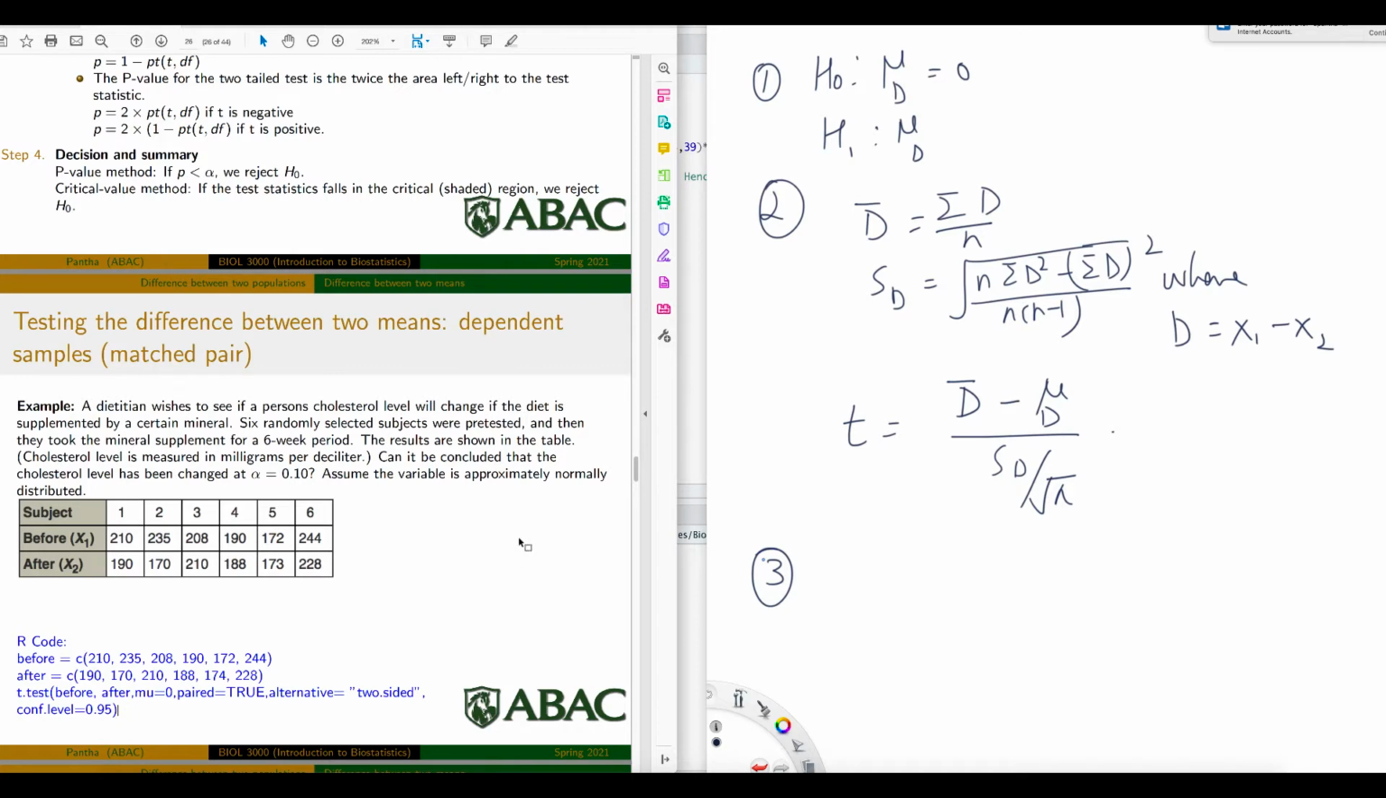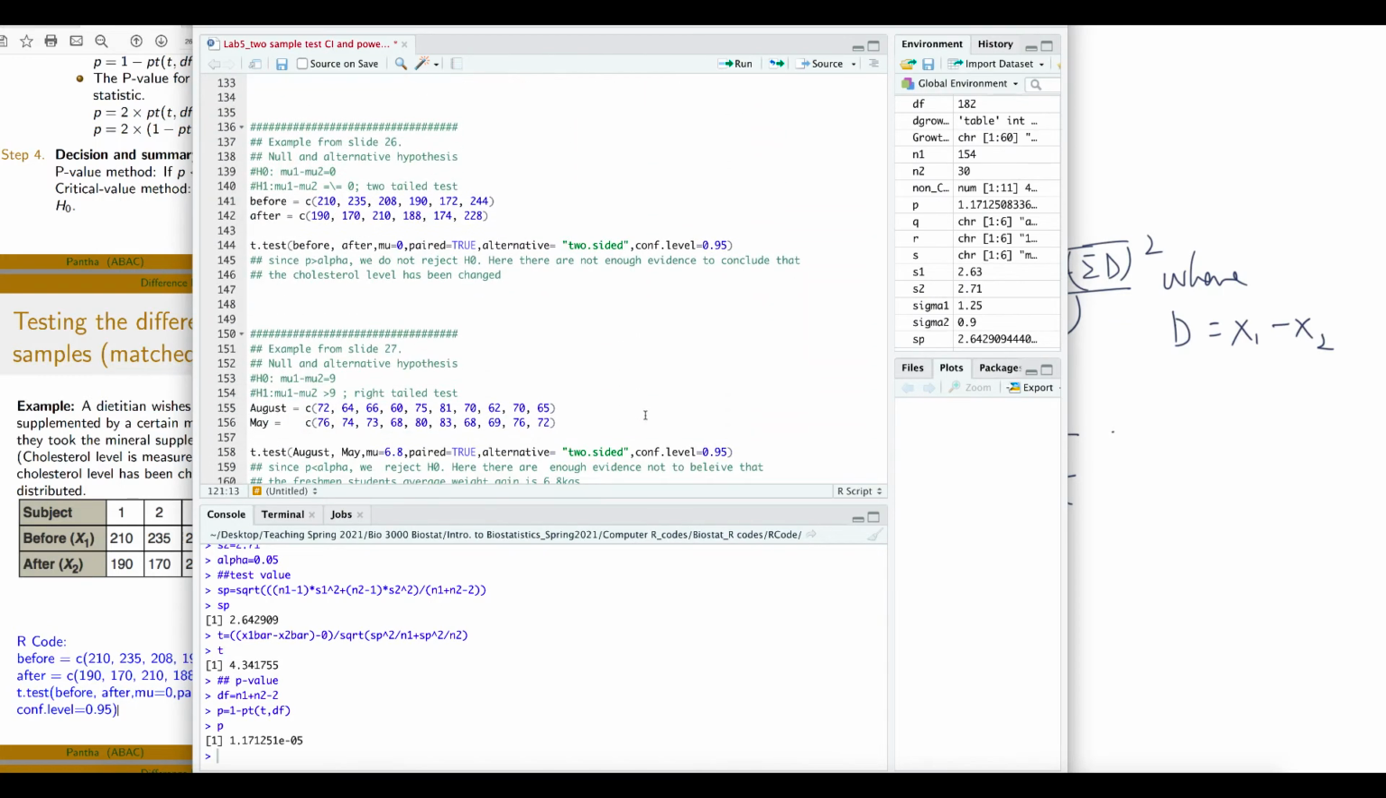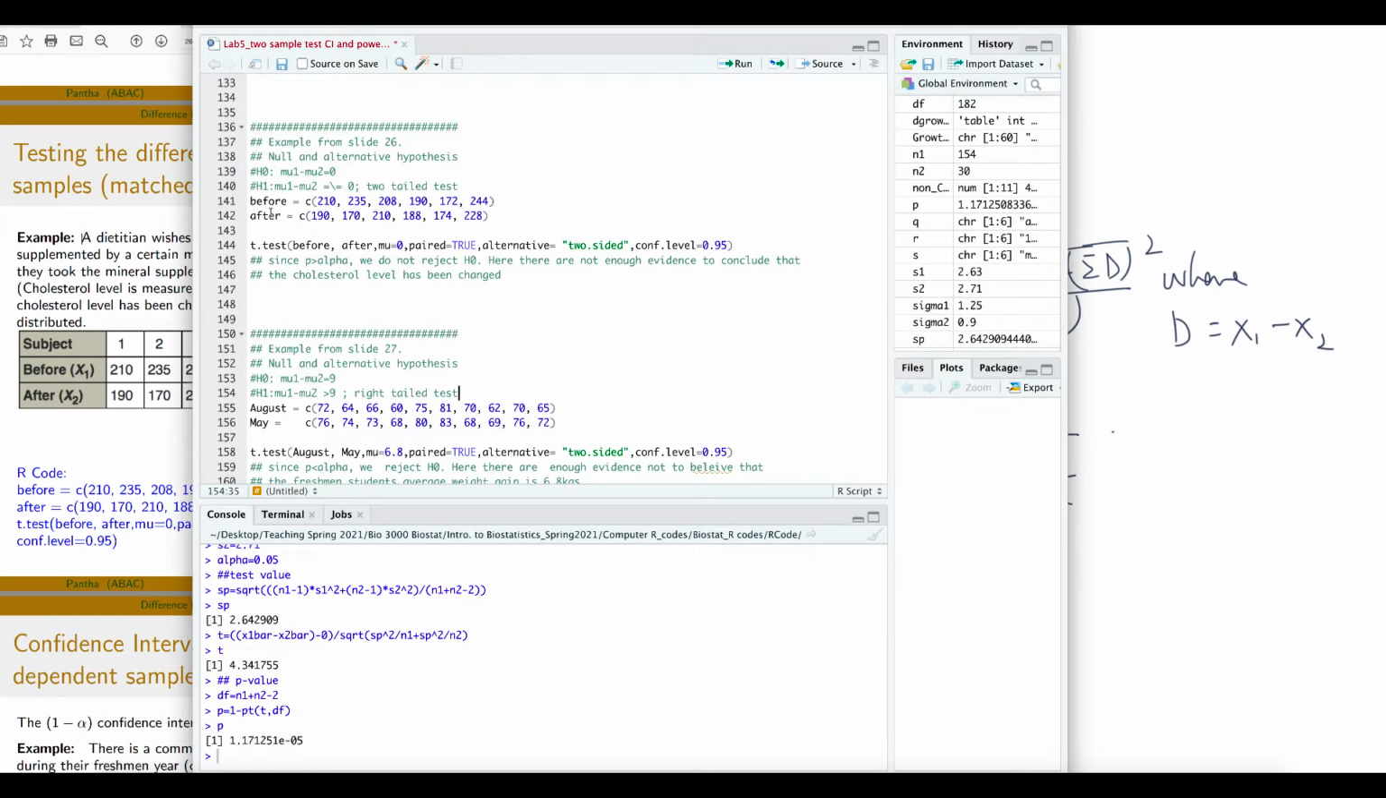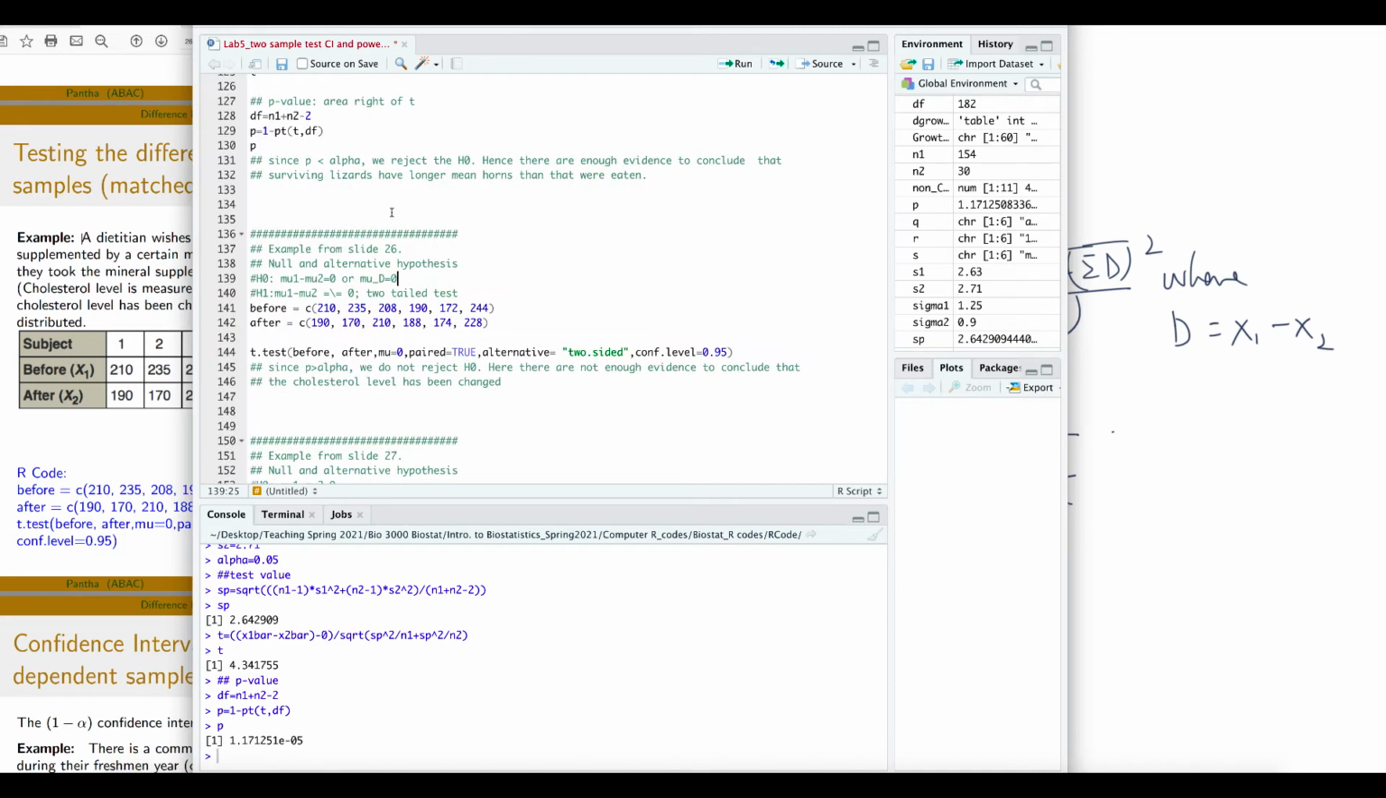Okay, guys. Now let me show you how I do this using R. This is on slide number 26. So the null hypothesis is mu1 minus mu2 equals 0. You can also write that as mu d equals 0, versus the alternative, mu d not equal to 0. Now that's the two-tailed test.